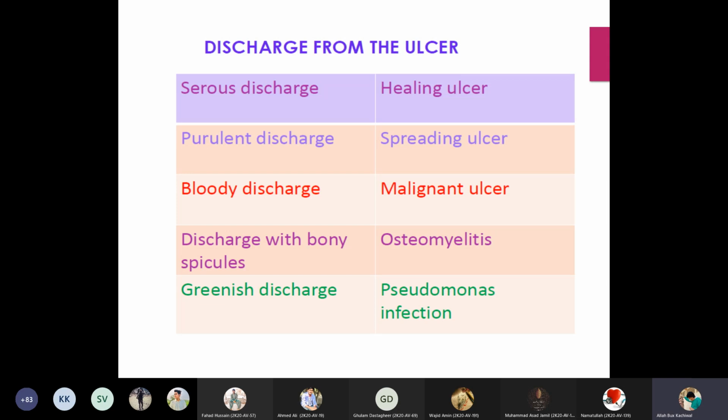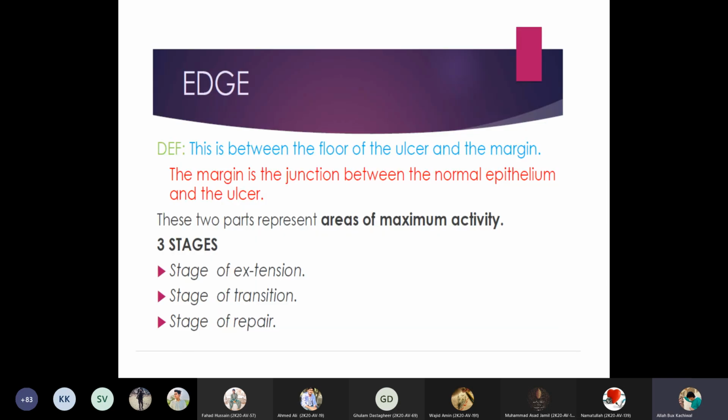The edge is between the floor of the ulcer and the margin. The margin is the junction between the normal epithelium and the ulcer. These two parts present areas of maximum activity: the stage of extension, stage of transition, stage of repair. There are three stages.